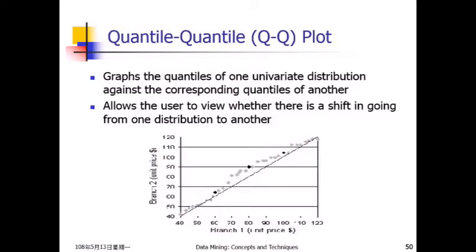If both branches have exactly the same prices for each item, then they locate exactly on the diagonal. Understand? Sorry, on the diagonal.